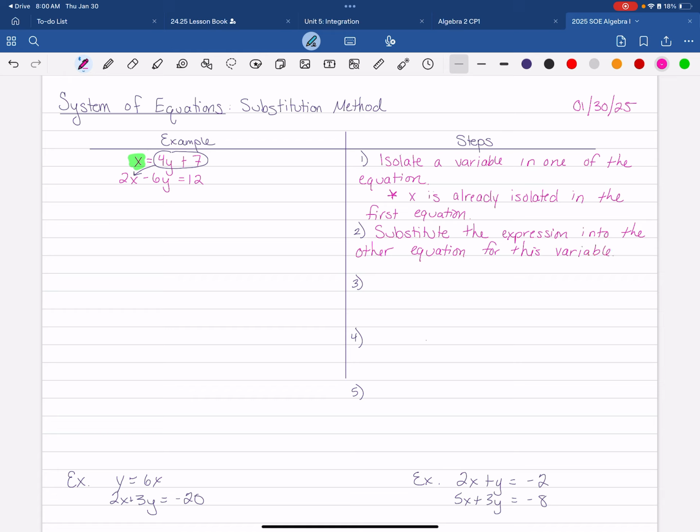And so what that will look like is we'll have 2 times 4y plus 7 subtract 6y equals 12. So notice now we have one equation with only one unknown. So this should result in one equation with one unknown, or one variable, we'll say.